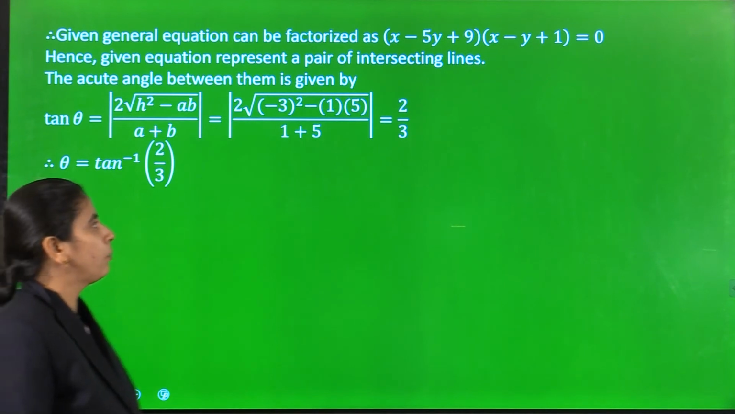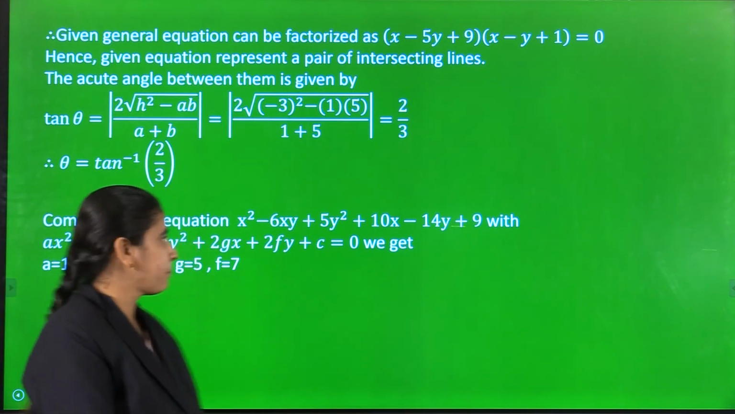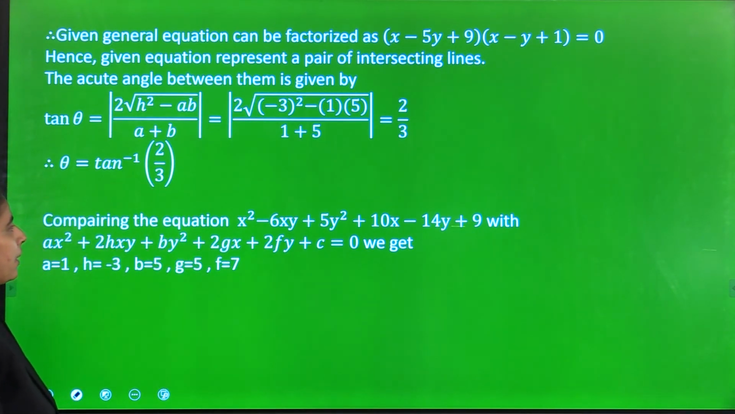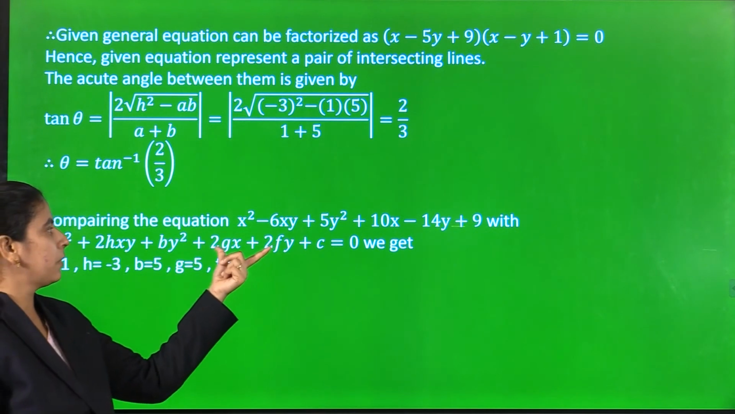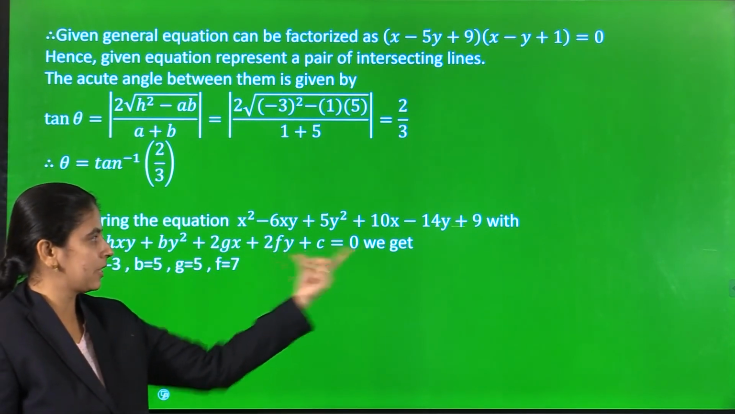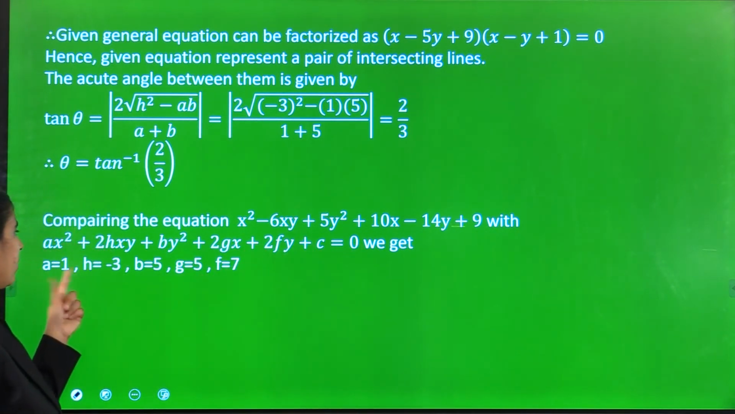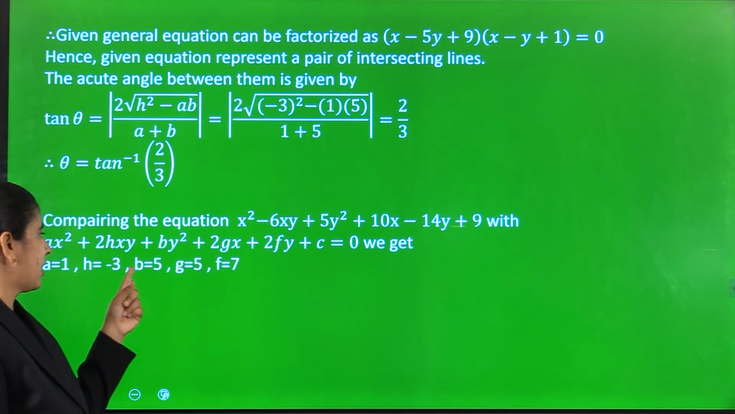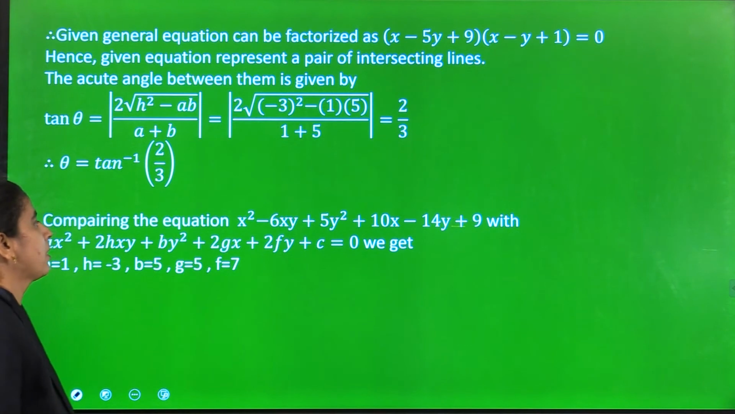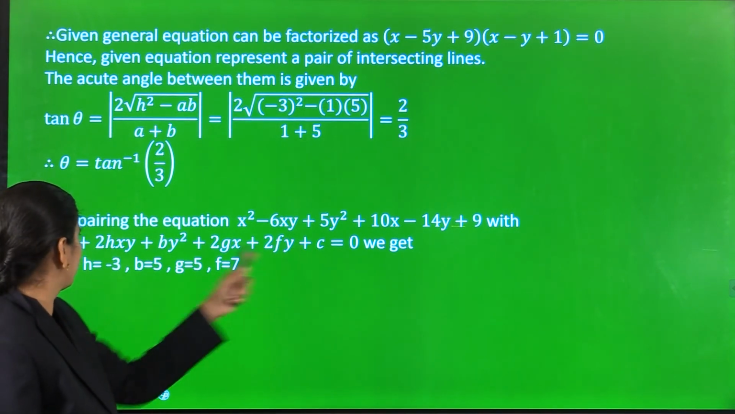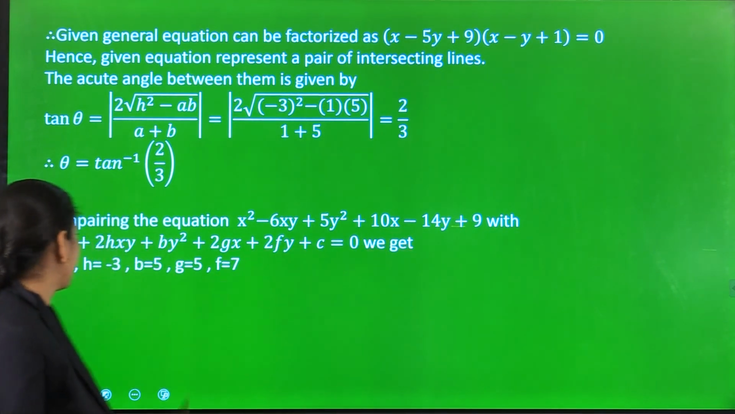Now we have to find the point of intersection of the two lines. For that, compare the given equation with the standard equation ax square plus 2hxy plus by square plus 2gx plus 2fy plus c equal to 0. So you will get a equal to 1, h equal to minus 3, b equal to 5, g equal to 5, f equal to 7 and c equal to 9.